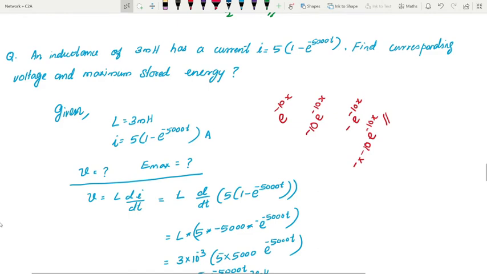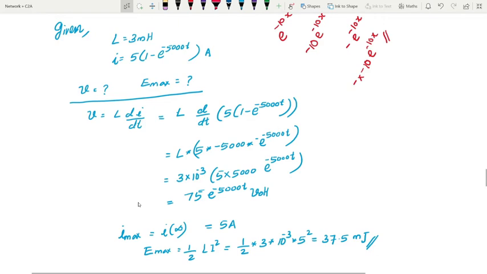Differentiation of minus e raised to minus 5000 t is this minus into this minus, that is represented here, minus 5000 t into minus e raised to minus 5000 t. Substituting the value of L as 3 into 10 raised to minus 3, we can obtain the value of V as 75 into e raised to minus 5000 t volt.